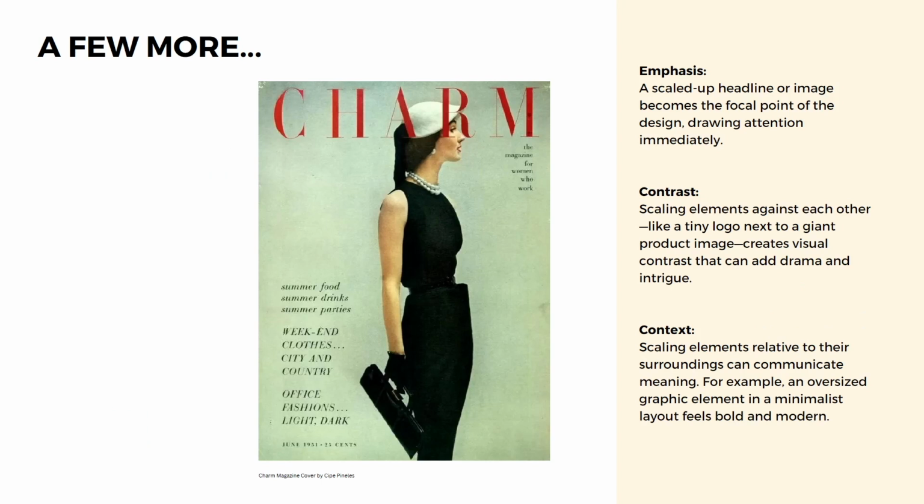Emphasis: the scaled-up headline or image is going to become the focal point, and you're instantly going to have the attention drawn to it. As well, contrast. When you scale the elements against each other, like the tiny logo next to the big product image, this creates visual contrast that can help add drama to your piece. Context. This is where we scale elements relative to the surroundings to communicate meaning. For example, an oversized graphic element on the page in a minimalist layout is going to feel bold and modern.